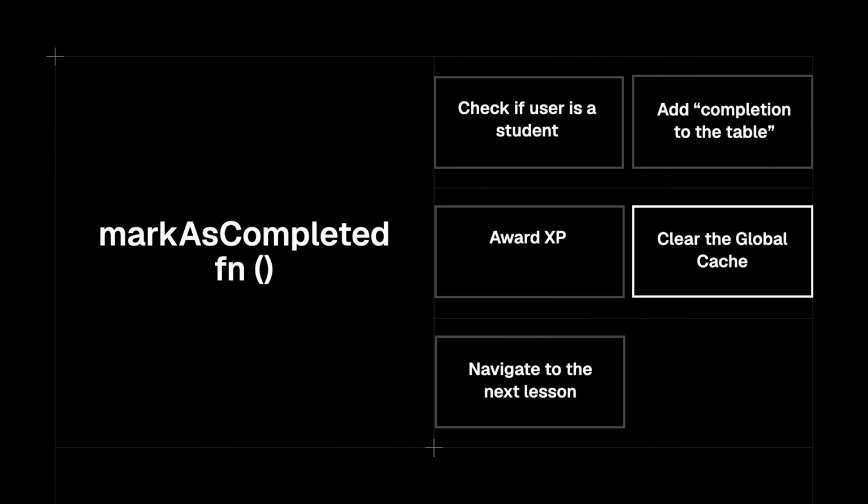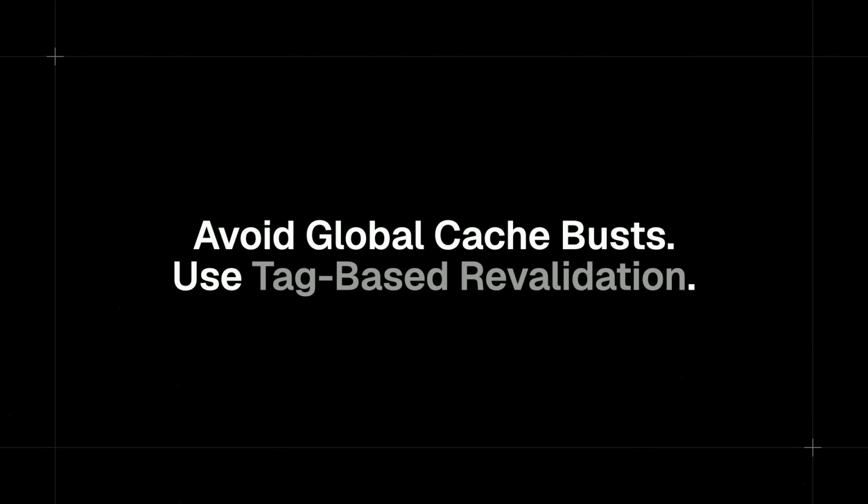which was another lesson in the platform: avoid global cache bursts and instead use tag-based validation. Instead of clearing the global cache every single time a student presses the lesson as completed, I decided to only tag a cache and then delete the cache, invalidate it. So when a lesson was completed, I only revalidated that specific tag, keeping everything else cached.